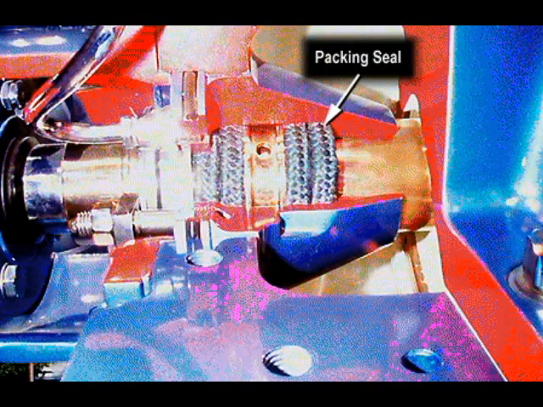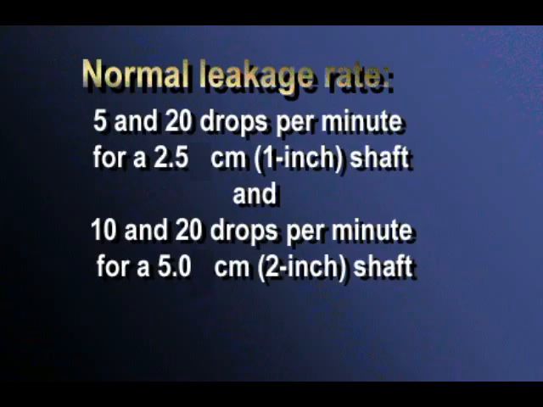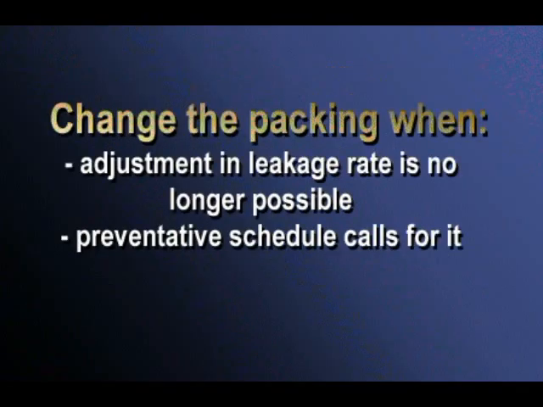The next section will cover the packing seal. For normal operation, the leakage rate through the packing should be between 5 and 20 drops per minute for a 2.5 centimeter, 1-inch shaft, and 10 to 20 drops per minute for a 5 centimeter, 2-inch shaft. When it is no longer possible to adjust the leakage to the desired rate, it is time to change the packing.